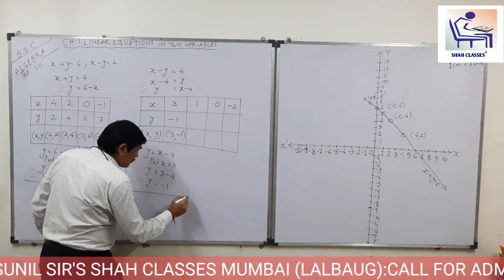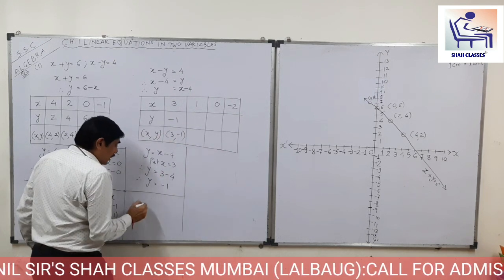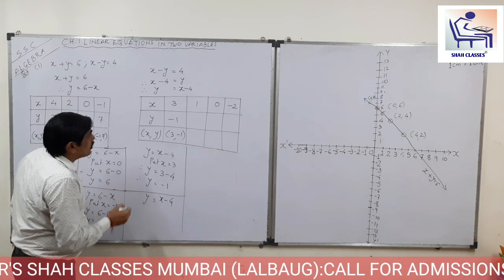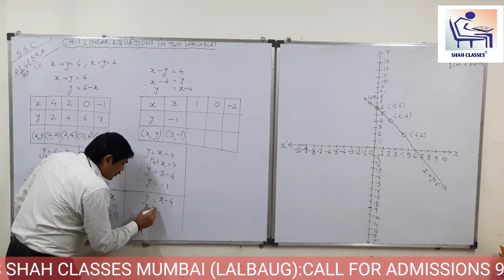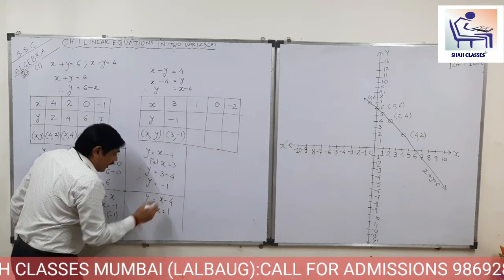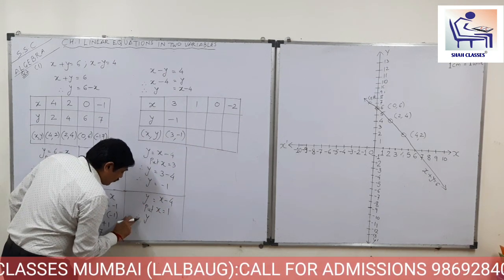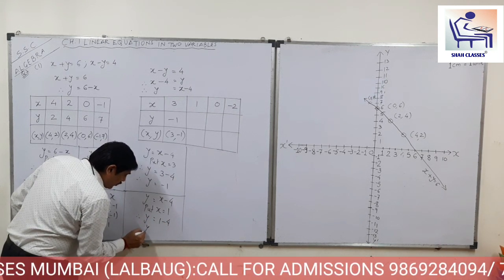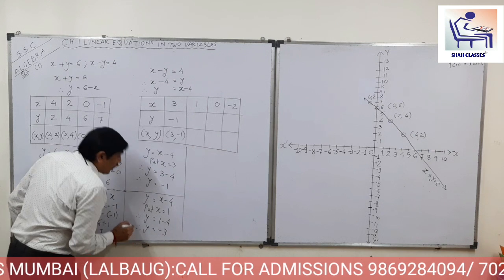Now here we continue. y is equal to again x minus 4. Here also we have to put the value of x. What will the value of x be? 1. This is the second value. So y is equal to 1 minus 4. y is equal to -3.